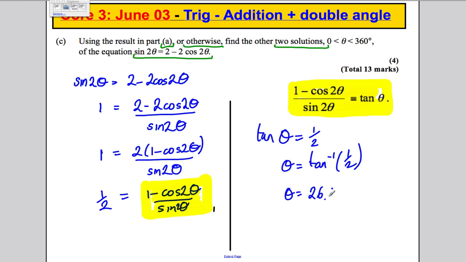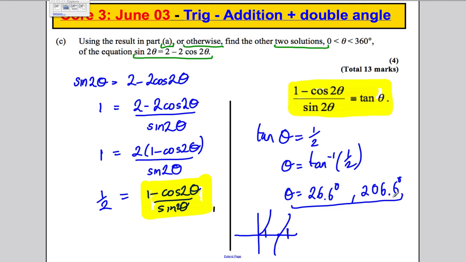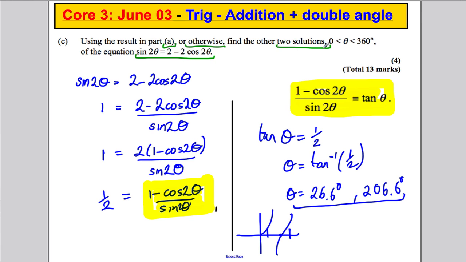Theta is 26.6 degrees. Now, between 0 and 360, there's one solution there at 26.6 and another at 180 plus that, which would be equal to 206.6 degrees. And these are the other solutions to the equation that we were looking to find. Okay, next question. Pause the video, have a go.